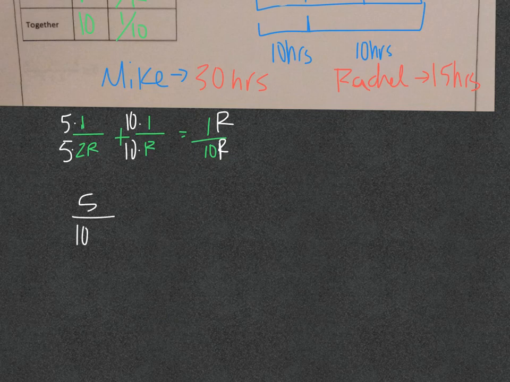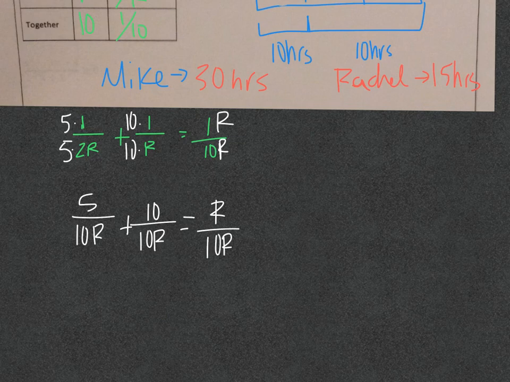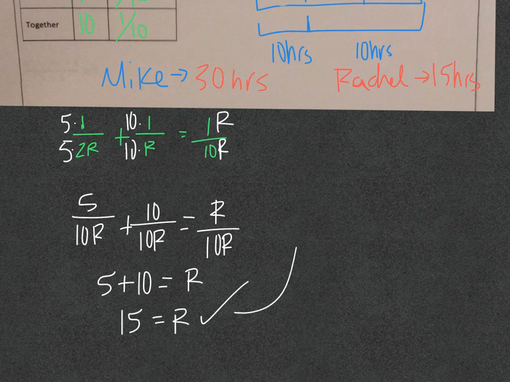And you can see I chose those things so that I would have common denominators all the way across. So now I have 5 over 10R plus 10 over 10R equals R over 10R. And so I have 5 plus 10 equals R, because they all have the same denominator. So 15 equals Rachel's time. Hooray! And if Rachel's time is 15, and Mike takes twice as long, that means Mike would be 30.